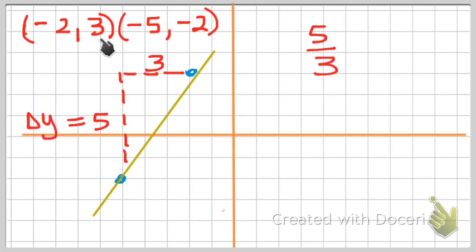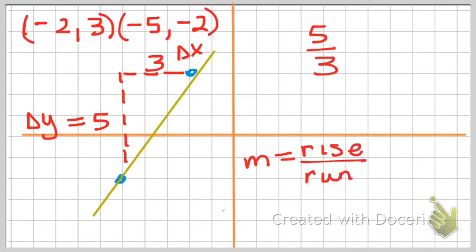So how much are my y values changing? They're changing by 5. How much are my x values changing? Look at the number line. How far apart are negative 2 and negative 5? They're changing by 3 units, right? So this, we call this the change in x. So slope, when I have a graph, I use rise over run, or vertical over horizontal. But when I have 2 points and no graph, then I use the change in y over the change in x. Okay, change in y over change in x.